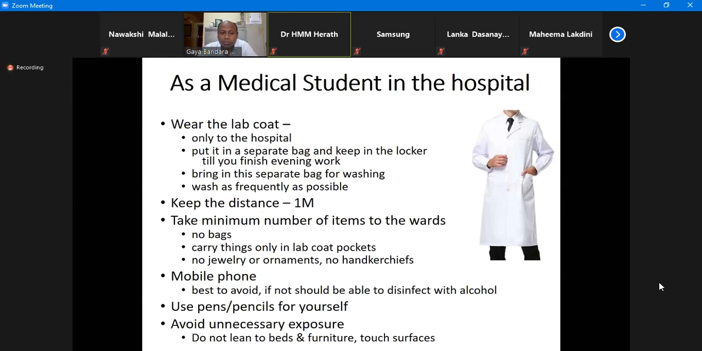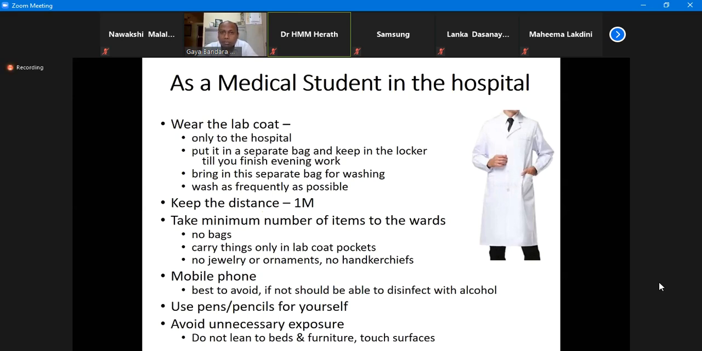Even in the hospital, try to maintain the distance. Then make sure to take a minimum number of items to the wards or to the hospital. Don't carry a bag. Don't carry a lot of books with you. Take the minimum number of things which can fit in your pockets in the coat. Do not wear any jewelry or ornaments. Do not carry a handkerchief.